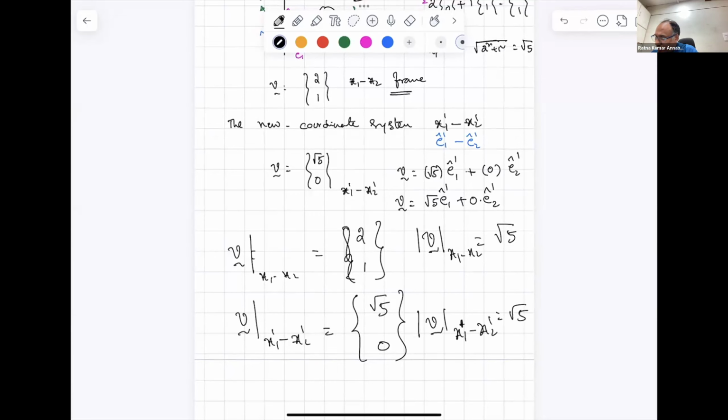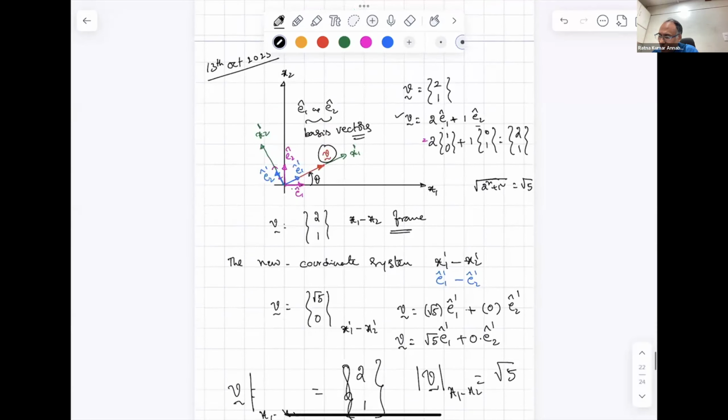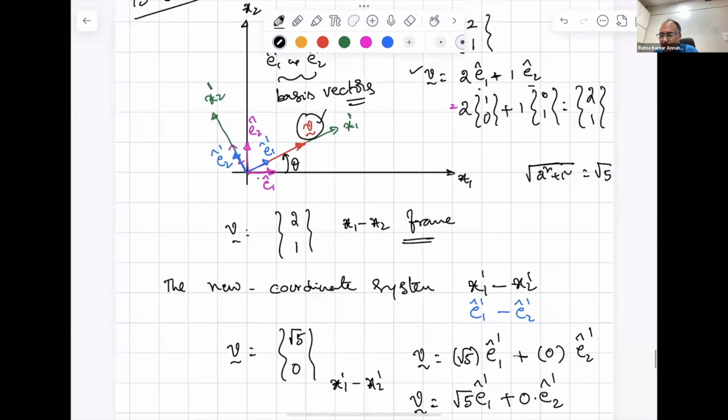The point that I'm trying to make here is that I am representing the same vector v. Depending on the choice of my coordinate system, the elements of the vector will change. If my choice of the coordinate system is x1 and x2, then my elements are 2 and 1. If my choice is x1 dash, x2 dash, then my elements are root 5 and 0, depending on the choice of the coordinate system.